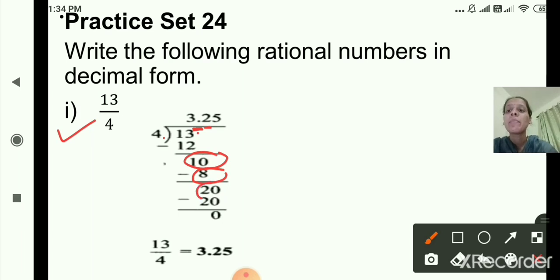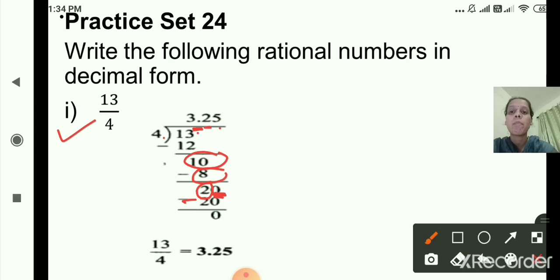Now again 2, it is not divisible. We cannot divide this 2 by 4. So what you will do is, you will write down here 10. Again you will not put here a decimal point. You will write here 0, and now we can divide this. Now it becomes 20. So 4 5s are 20.